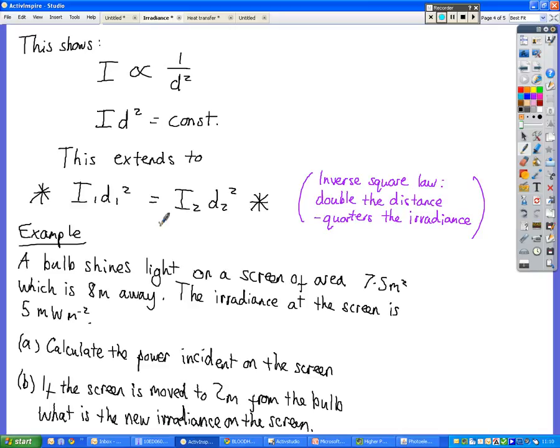That's really an inverse square law, which basically means that as you double the distance, you will quarter the irradiance. Or if the distance becomes twice as close, the irradiance will get 4 times bigger. Inverse square laws are quite common in physics, and this is really the first one that you've encountered. But because we know that I times d² is constant, we can figure out missing irradiances or missing distances for a variety of quantities.